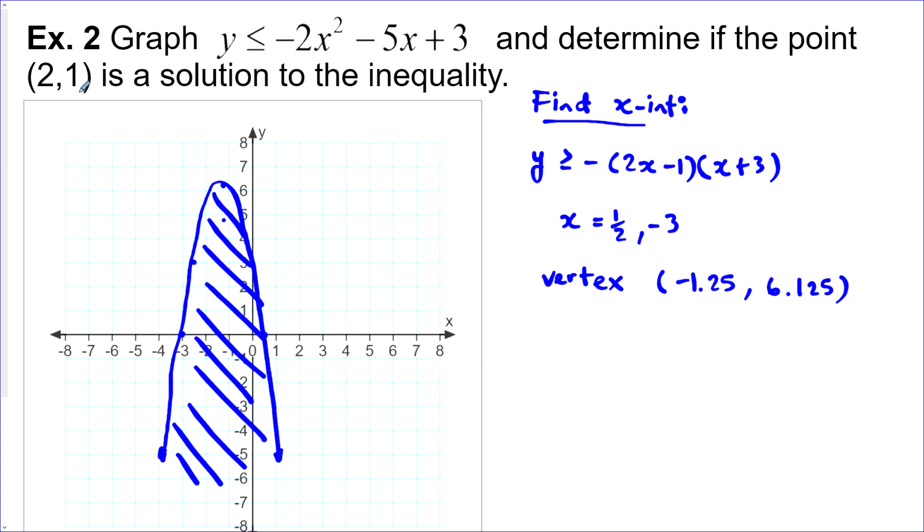Now last thing, determine if (2, 1) is a solution. (2, 1). So no, (2, 1) is not a solution because it's outside the solution region.